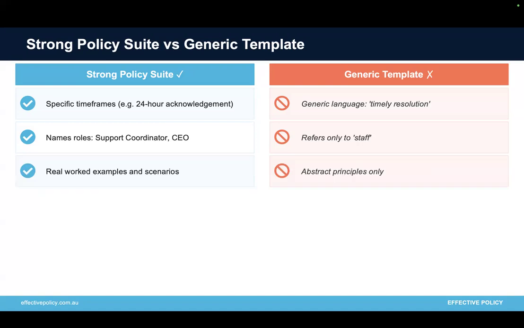You know what? If you said staff and if you said timely resolution and something went wrong and you went to Fair Work to say, look what they did to me in my business, they'd go, well, you didn't give them any good policies. So no, it's on you. And they will, because your policies aren't good enough if they're saying generic answers like timely resolution or refer to staff, or any abstract kind of principles. So you want real work examples and scenarios. Try and avoid the abstract ones.